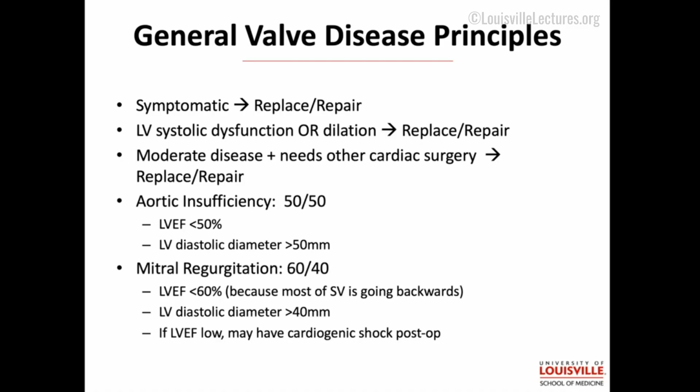For mitral regurgitation, 60-40. This is different because with MR, remember that when your LV is squeezing, a lot of that is going backwards into the left atrium. So an EF of 60%, well, much of that is going backwards. So your effective forward EF is much lower. Therefore, your threshold for treating is when the EF is higher, less than 60%, or dilation greater than 40 millimeters.